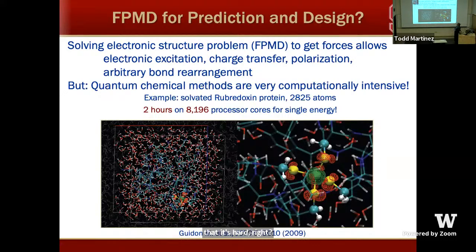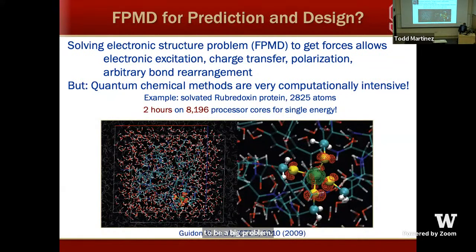An example of how hard this is comes from about 10 years ago now, where they took a protein in solution and did a calculation of a single point energy. The amount of time it took was 2 hours on 8,200 processor cores to get just the energy. What we're going to need is dynamics. So we're going to need to do this over and over and over again. We're going to need to do it for many, many molecules. So this is going to be a problem, right? It's going to be a big problem.